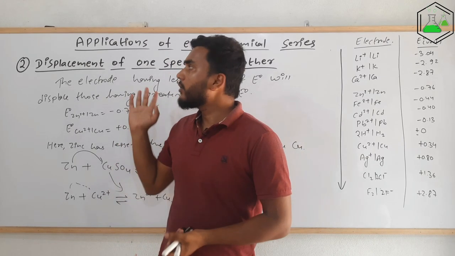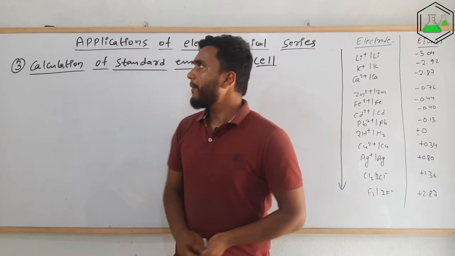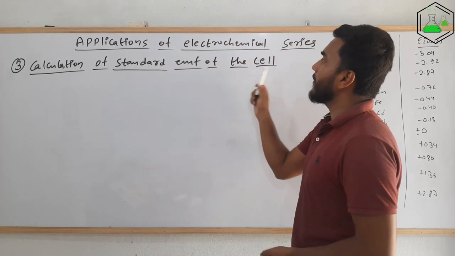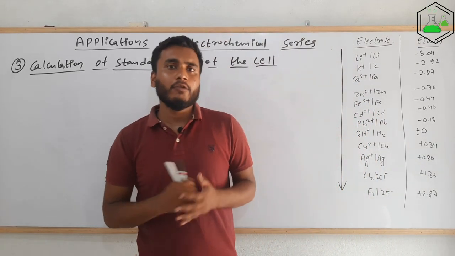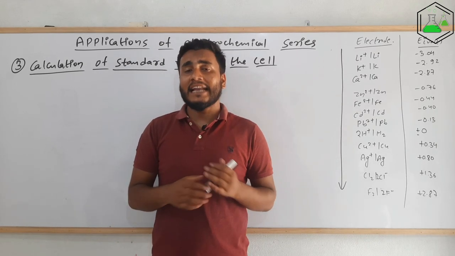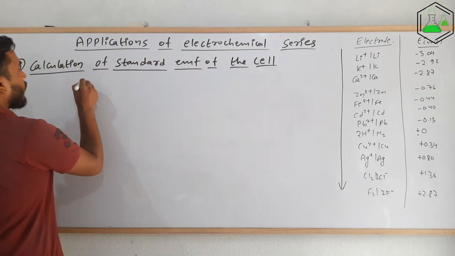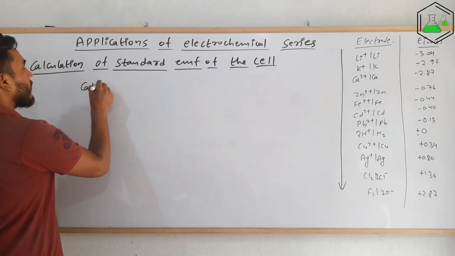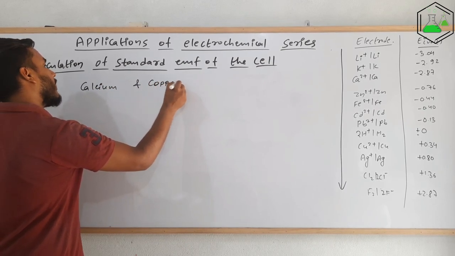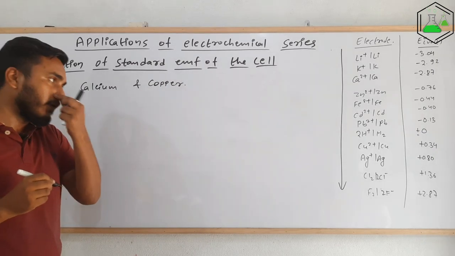Now let's see the third application of electrochemical series. The third application of electrochemical series is calculation of the standard EMF of the cell. With the help of electrochemical series, we can easily calculate the value of E naught cell, that is standard EMF of the cell. Let us consider a cell having electrodes calcium and copper. So there are two electrodes in the cell. One is made up of calcium and another one is made up of copper.